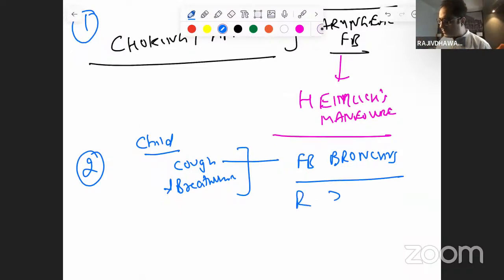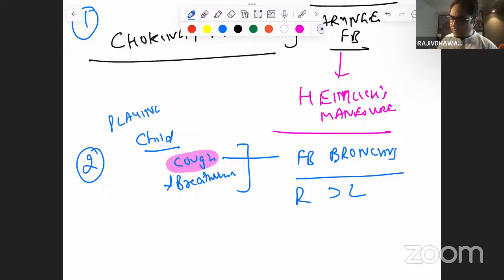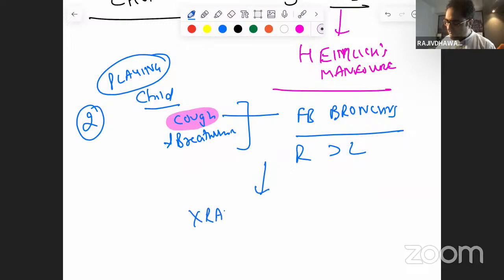Right more than left. Whenever a child was playing, a normal child playing with his toys or something, and there is a foreign body bronchus, it is right more than left. In this case, we do an X-ray chest, beta. Now, a question for radiology.